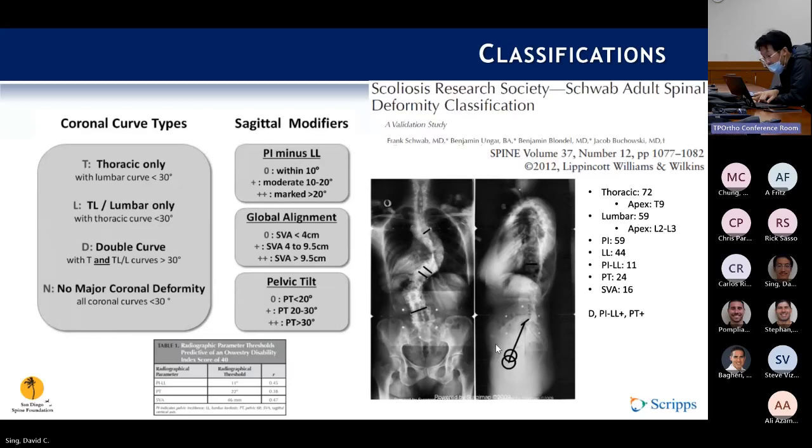So here, on the right, is an example of how they would classify based off of the apex, the magnitude of the curvature, and then the sagittal modifiers. For this classification, they had 9 readers grade 21 cases twice, 1 week apart, for 2 readings for each reader. And they got a kappa coefficient of 0.81 overall, with the modifiers scoring between 0.75 to 0.97 for these 3 sagittal modifiers.